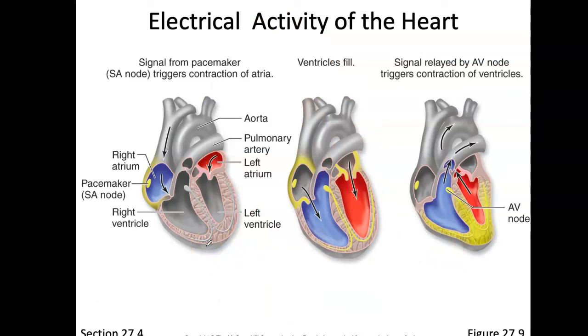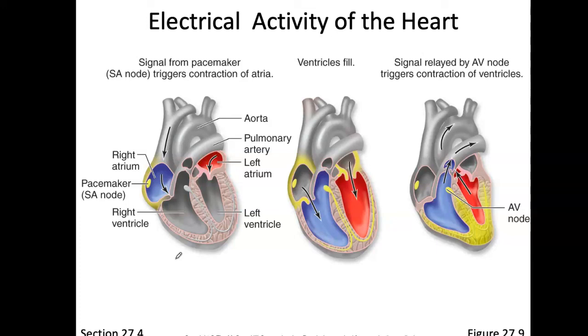One other important item that we need to look at is the electrical activity of the heart. So you know that the heart is pumping, but in order for it to pump, it needs an electrical signal telling it to do so. And the cool thing about the heart is it has its own electrical signal. It doesn't need to come from the brain. Your brain is not sending that signal like it does to your muscle. It does it on its own.